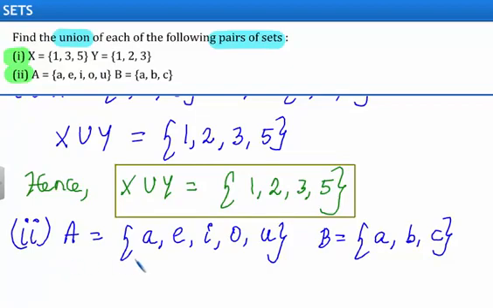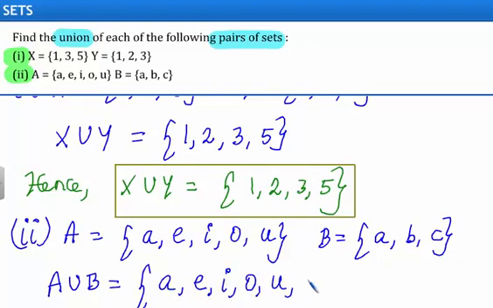In the next part of the problem, we are given two sets A and B. A union B is equal to A, E, I, O, U, B, C. We can see that the element A is repeating in both the sets, but while finding the union set, we need to write A only once.